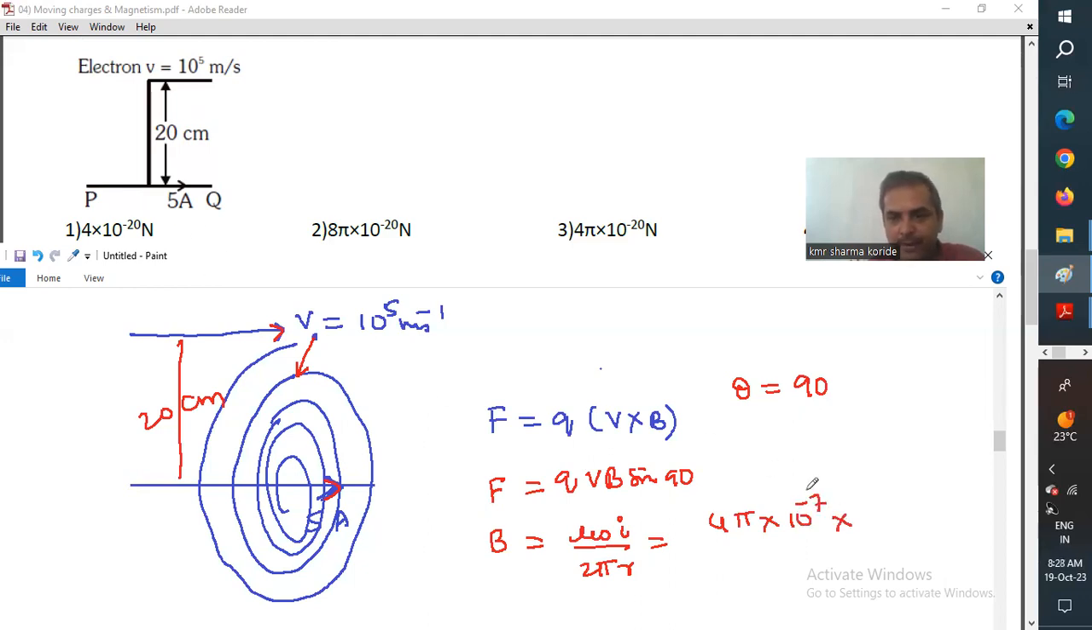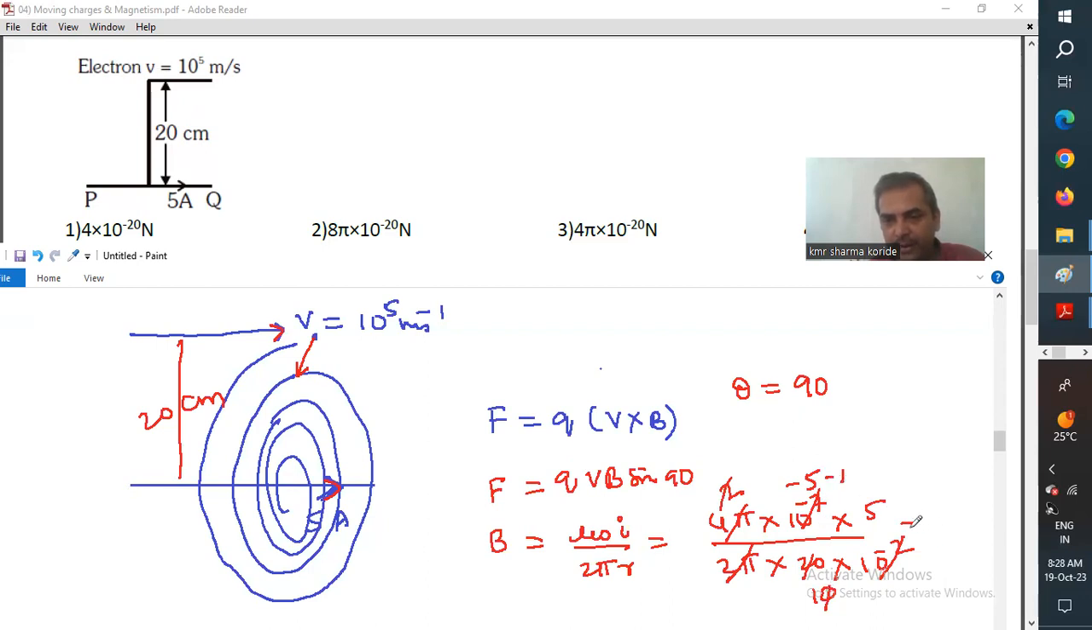Current is 5 amperes divided by 2 pi into. This distance is 20 centimeters, 20 into 10 to the power of minus 2. So just look at this. This is 2 times get cancelled. Then this is minus 5. This is 10 times. Then there will be one more minus 1.